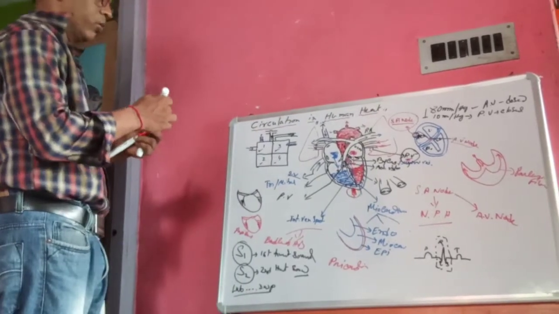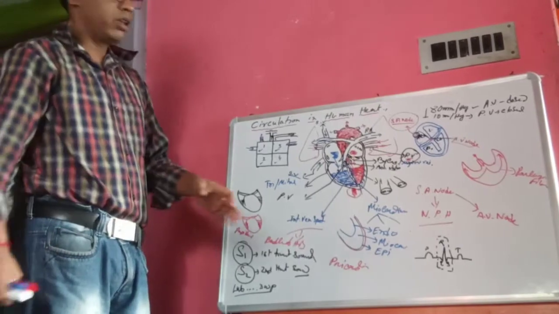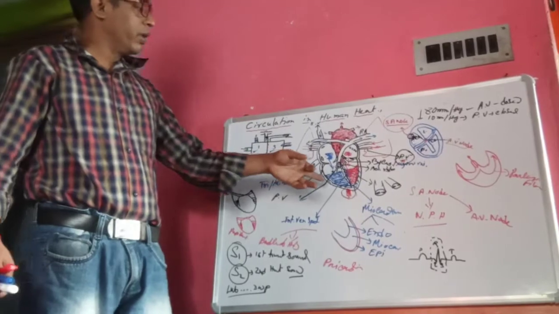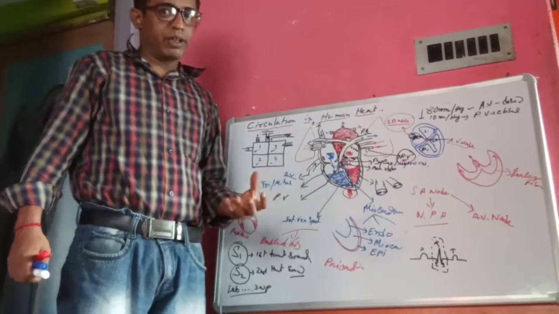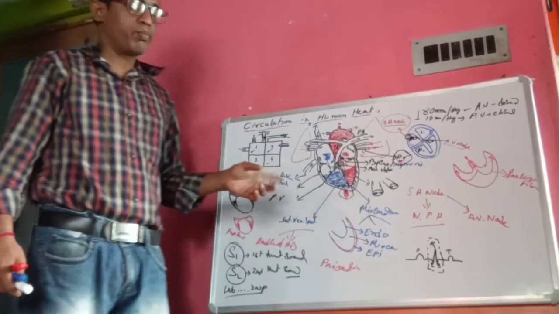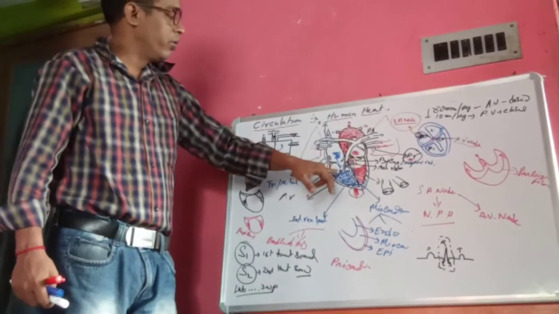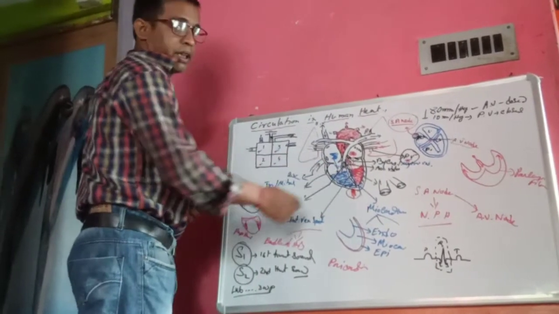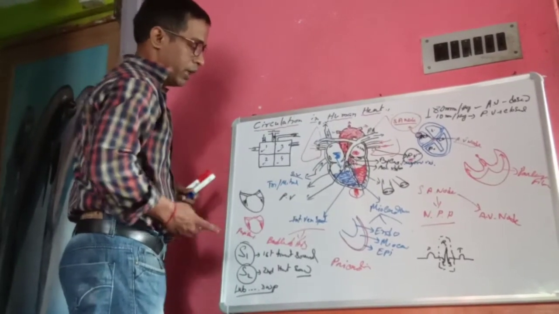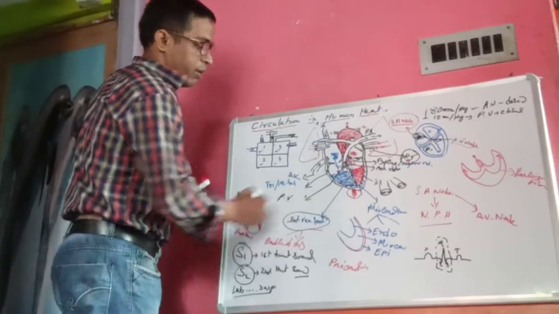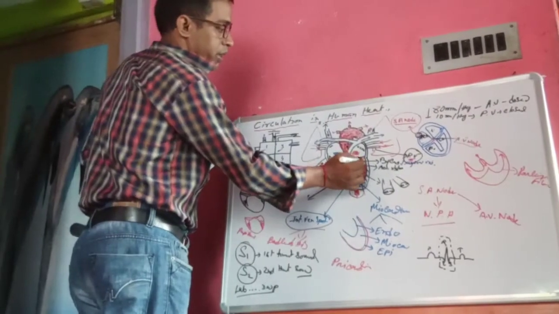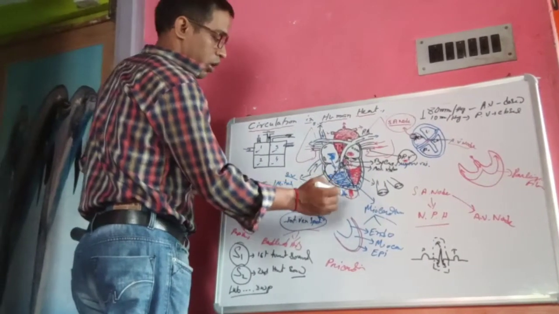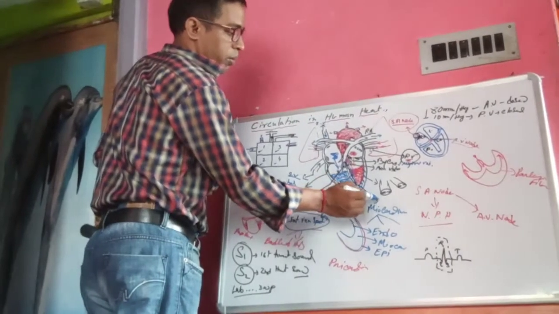Clear? Now, here is another thing I should tell you: in the contraction or relaxation of the ventricle, the muscle present in the heart plays a vital role. Clear? In between the two ventricles, there is a separation called the interventricular septum. And this is the outer layer of the heart muscle. This muscle is called myocardium.